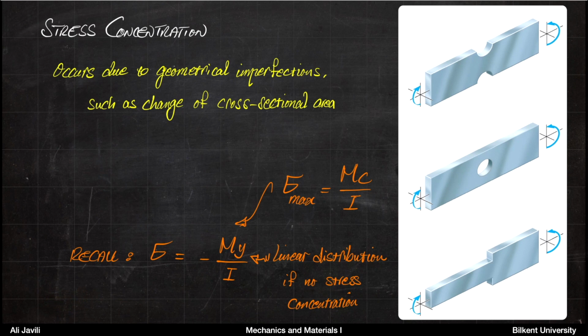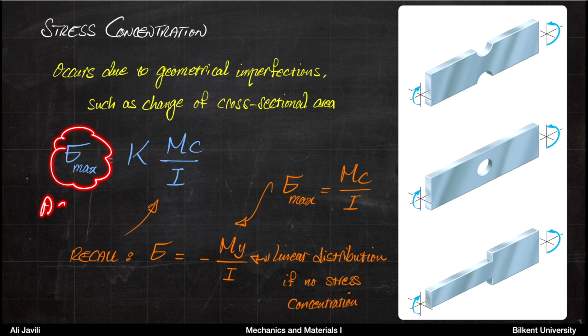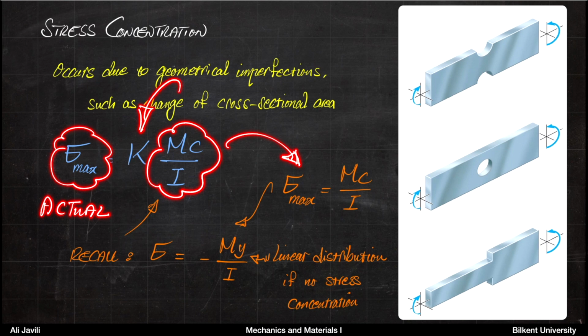But what happens now is that the actual stress you get due to stress concentration is larger than that. So you need to multiply this by a factor K, the stress concentration factor, to get the actual maximum stress. So this would be your actual maximum stress, and this would be your maximum stress if we did not have a geometrical imperfection. And the factor in between, the stress concentration factor, is always larger than 1.